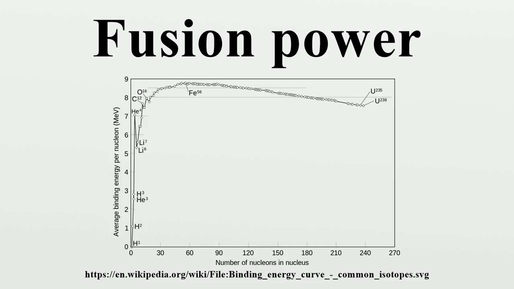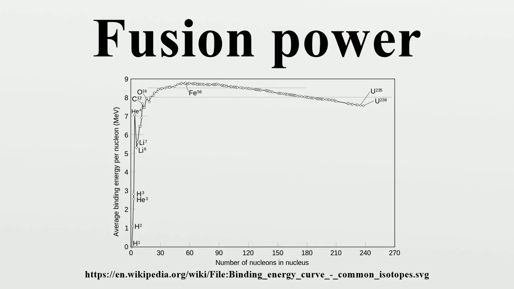Fast ignition. This method uses two laser blasts. The first blast compresses the fusion fuel, while the second high-energy pulse ignites it. Experiments have been conducted at the Laboratory for Laser Energetics using the Omega and Omega EP systems and at the Gekko XII laser at the Institute for Laser Engineering in Osaka, Japan.